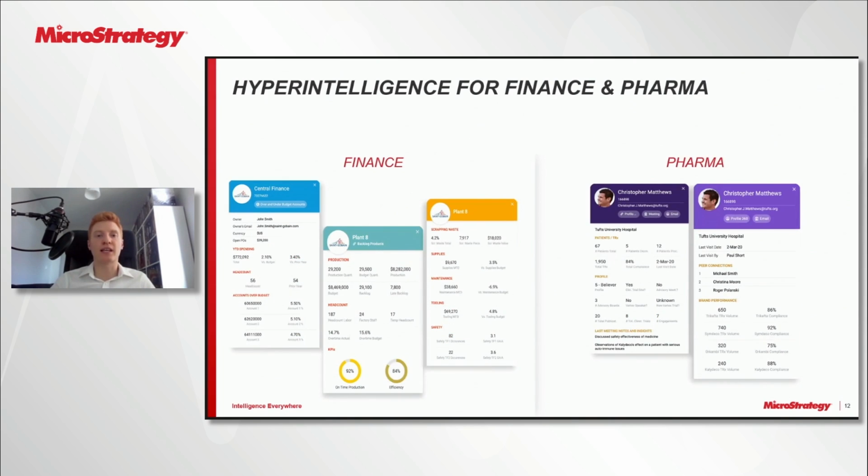And here are some more examples for the finance and pharmaceuticals industries. HyperIntelligence allows you to plan and manage finances effectively with cards like the ones you can see on the screen. It also allows you to see information about healthcare providers and pharmaceutical sales representatives, all at a glance, as you can see.